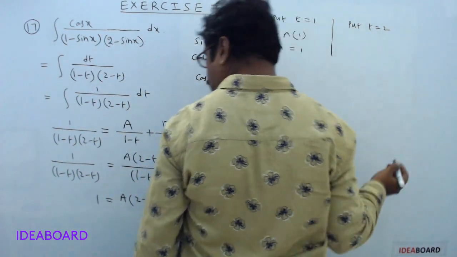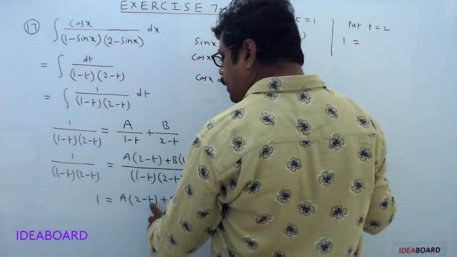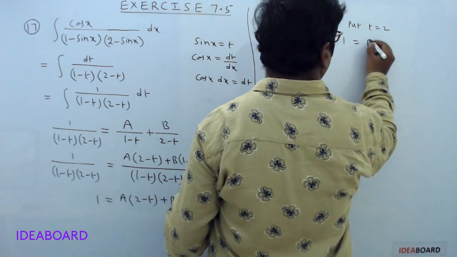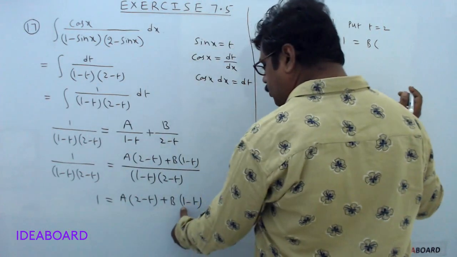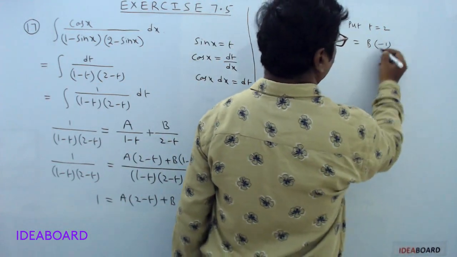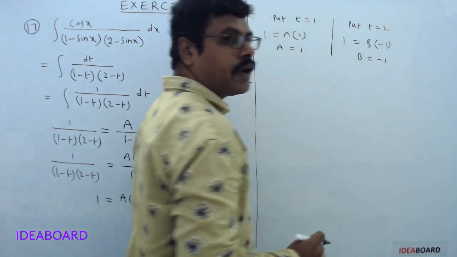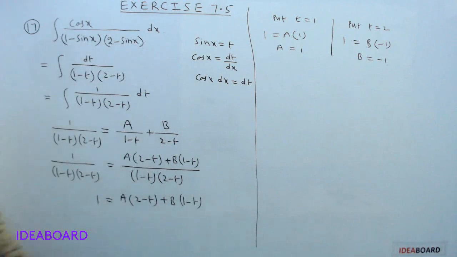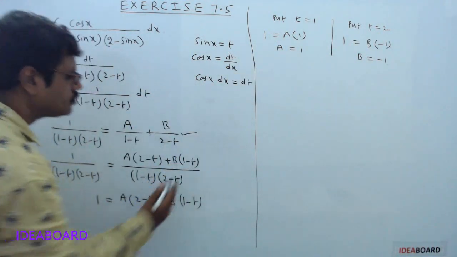So put t equals 2. So 1 equals, by substituting t equals 2, 0 plus b into, what is your t value? 2. So it is 1 minus 2, that is nothing but minus 1. Therefore b is minus 1. A value 1, b value minus 1. Substitute the values of a and b in this equation.